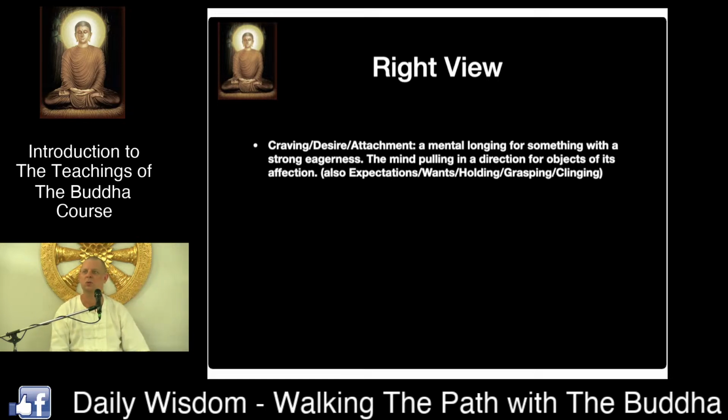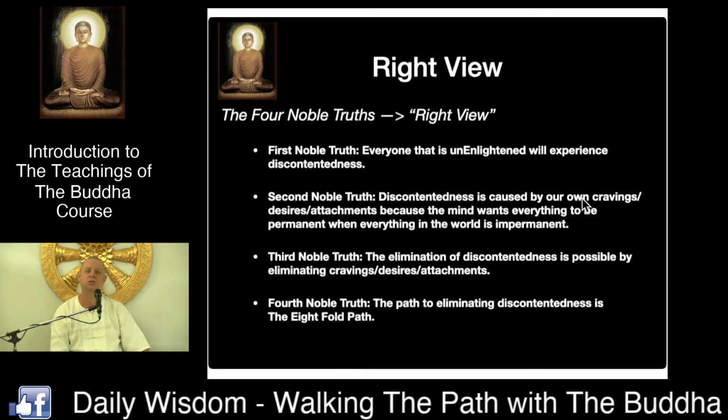Okay, so these are the building blocks that you need to know in order to now understand the Four Noble Truths. This is where you can have the breakthrough to understanding what's causing your discontent feelings. The first Noble Truth is explaining the problem. The problem is that everyone that is unenlightened will experience discontentedness. The discontentedness is the problem. The up and down, the conditional feelings, that I can be happy and I can be sad, and the mind's going to go up and down and up and down and up and down. That's what the problem is, the discontentedness, the conditional feelings, okay?